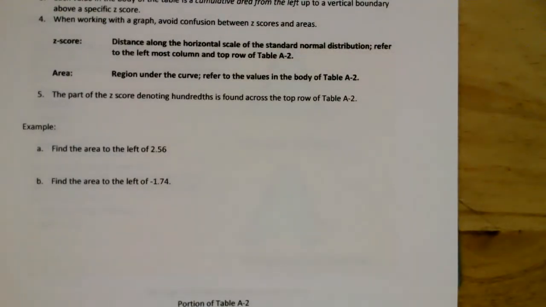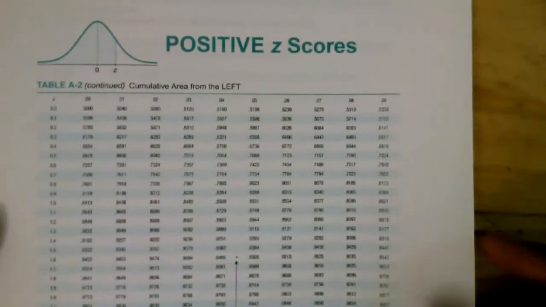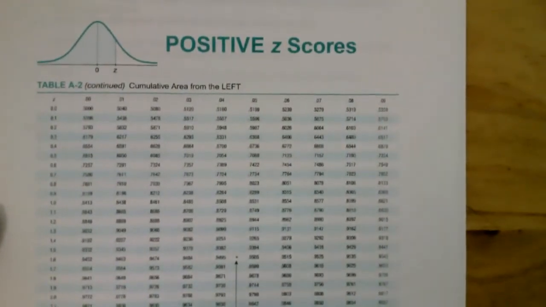Let's say I want to find the area to the left of 2.56. The area to the left of 2.56, okay? And part B, we're finding the area to the left of negative 1.74. So here's where we use table A-2. And 2.56 is on the side where it says positive z-scores.